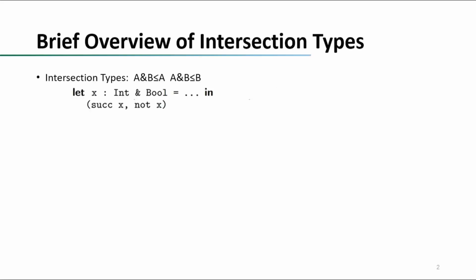Here is a small example using an intersection type. This example program uses a variable x of the intersection type int and bool. The x here will be passed to the tuple successor x and not x. Successor x requires x to be of type int, while not x requires x to be of type bool. Because x has intersection type int and bool, it can be typed as either int or bool. So this program will pass the type check and compile successfully.